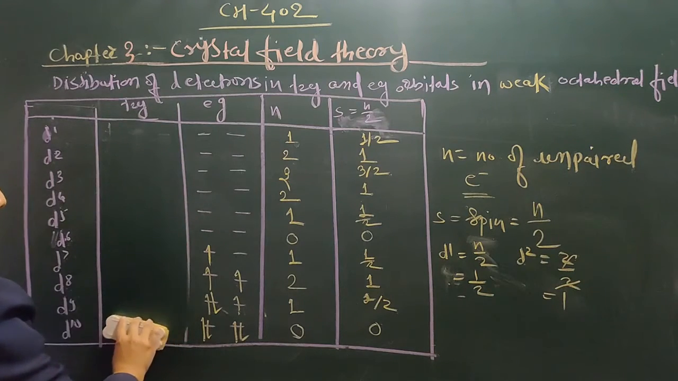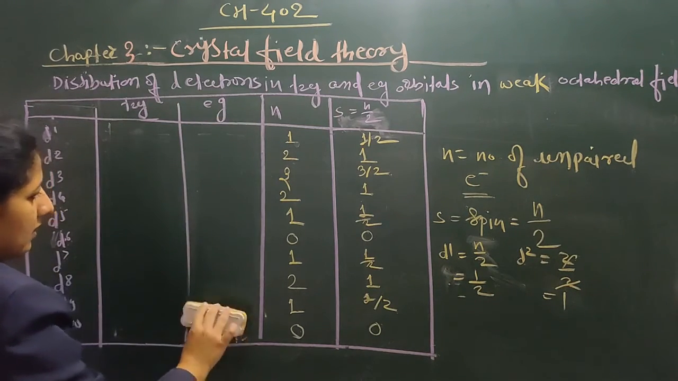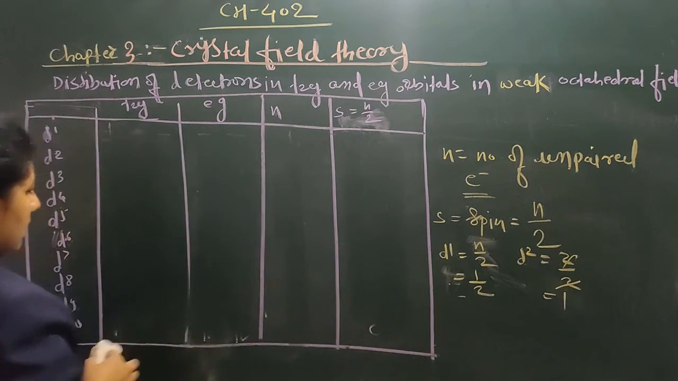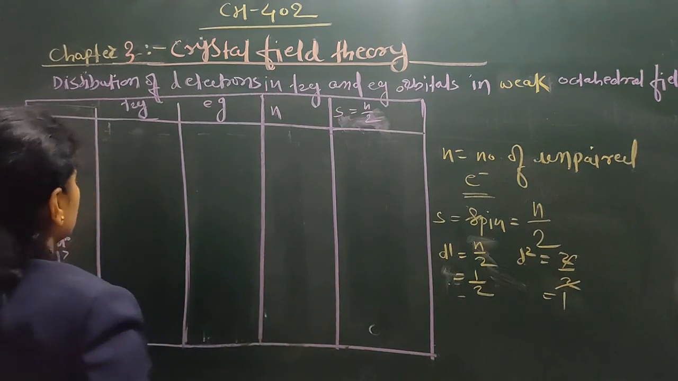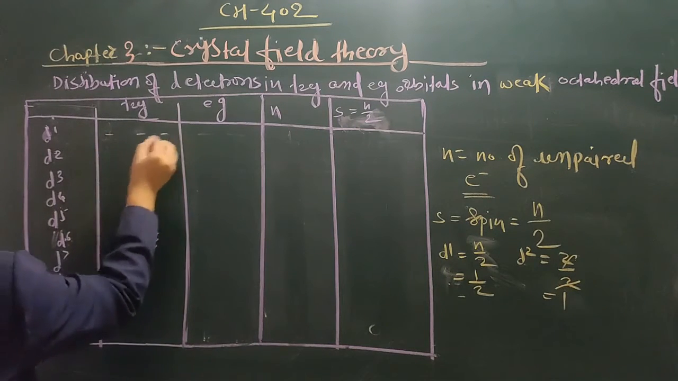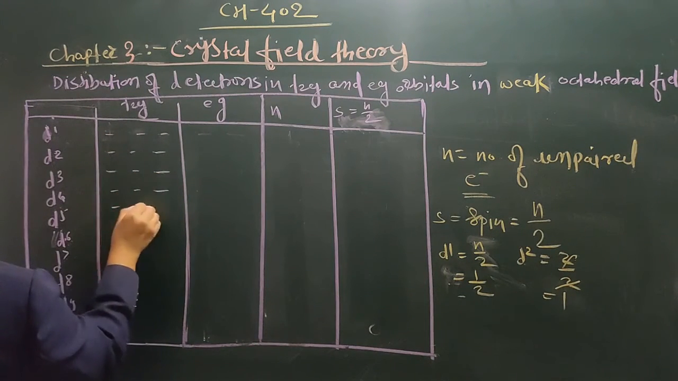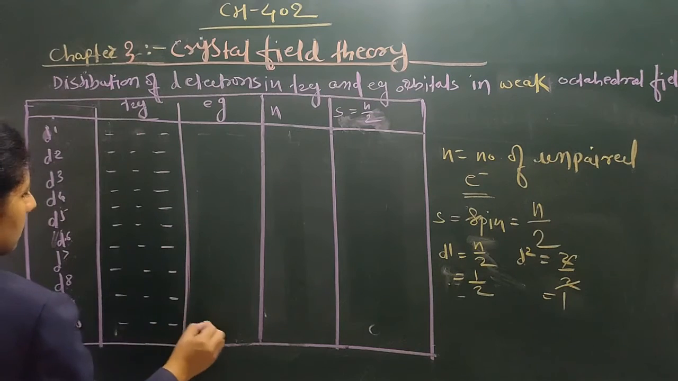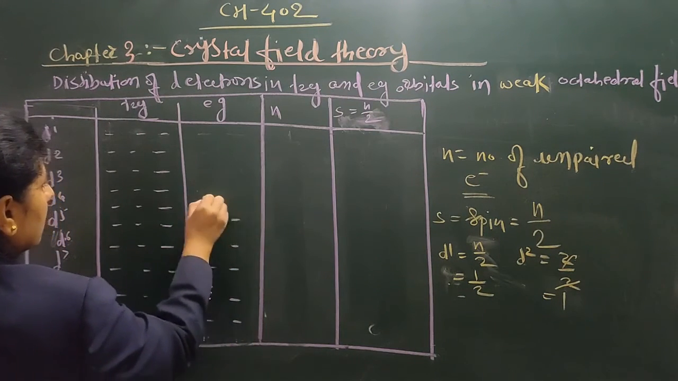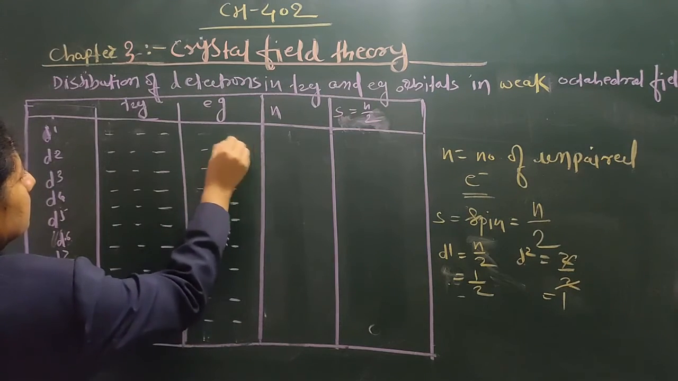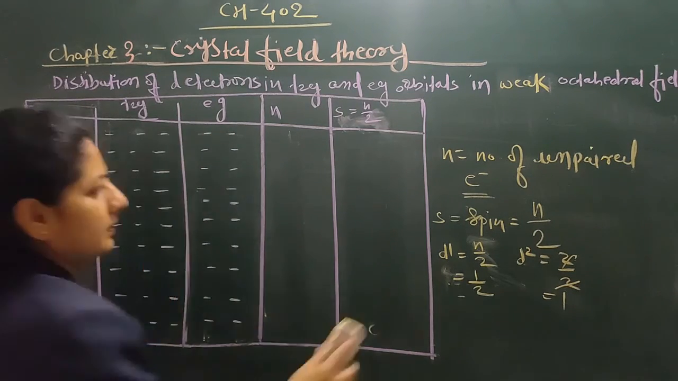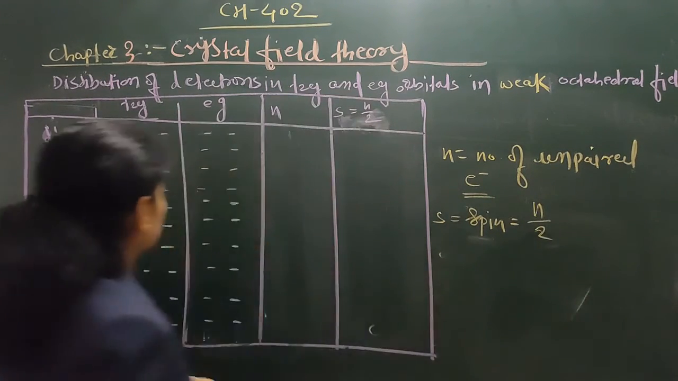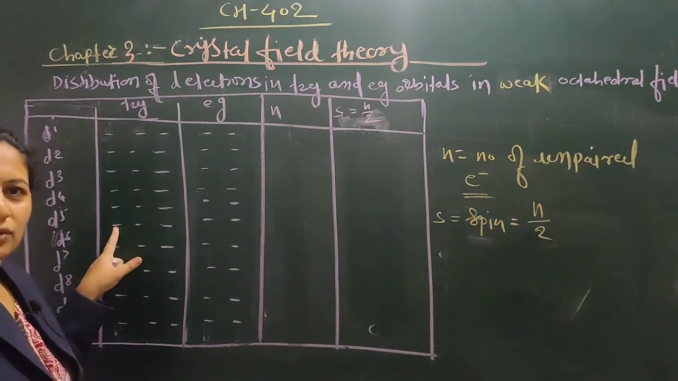we follow the same system, that is D1 to D10. Here, again, for T2g there will be 3 orbitals and for eg there will be 2 orbitals. Now again there will be the distribution of the electrons in the weak field.